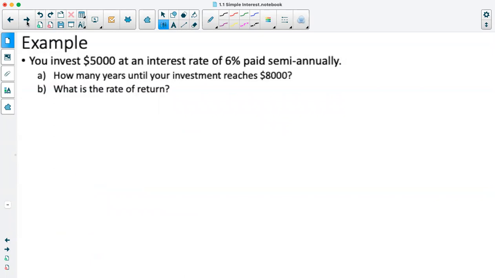Okay, next example, you invest $5,000 at an interest rate of 6% paid semi-annually. How many years until your investment reaches $8,000? And what is our rate of return?